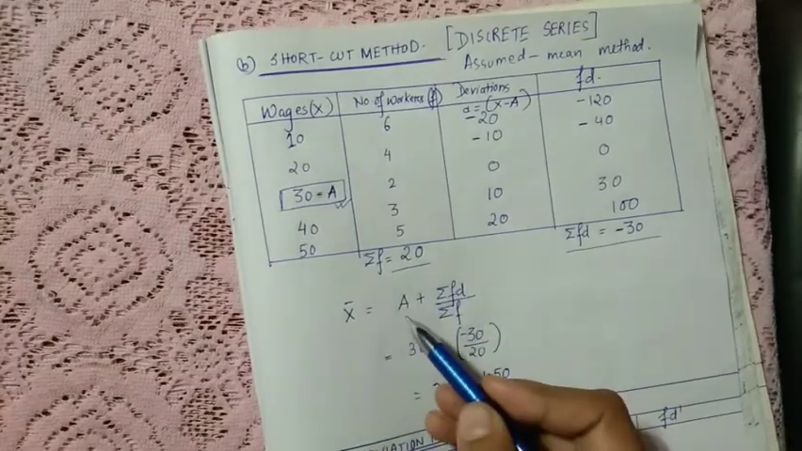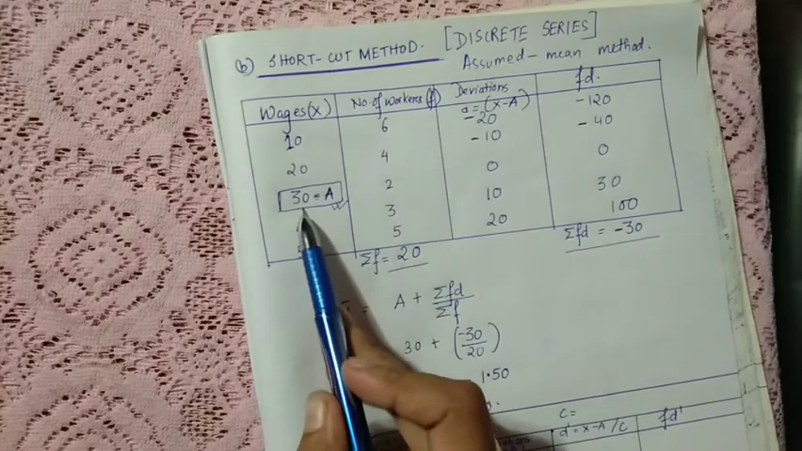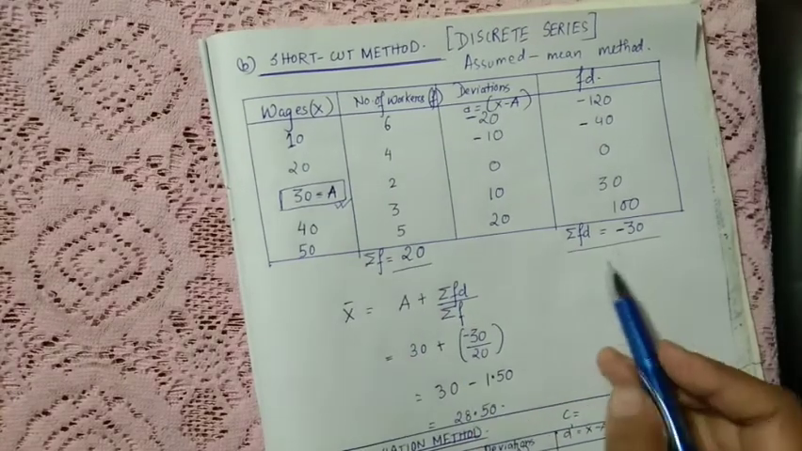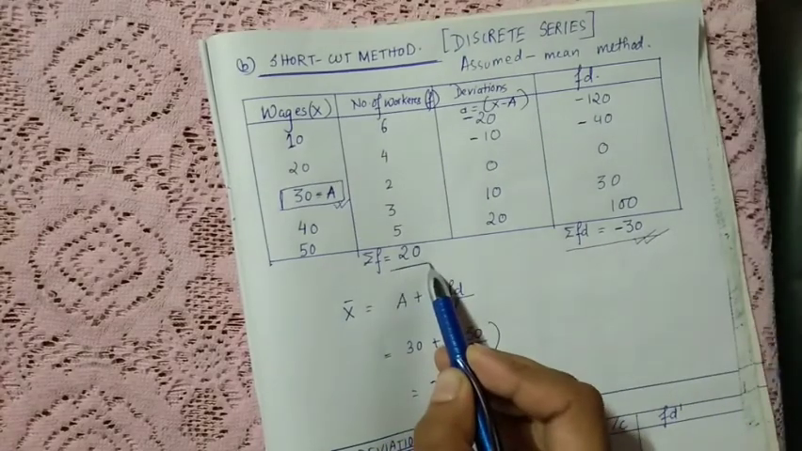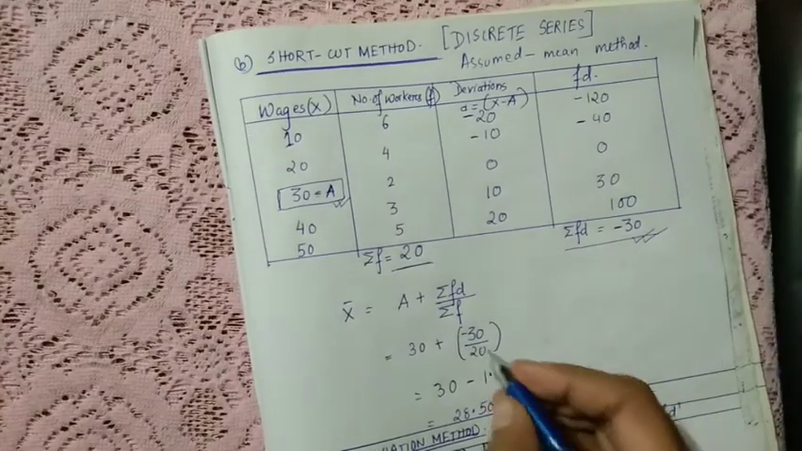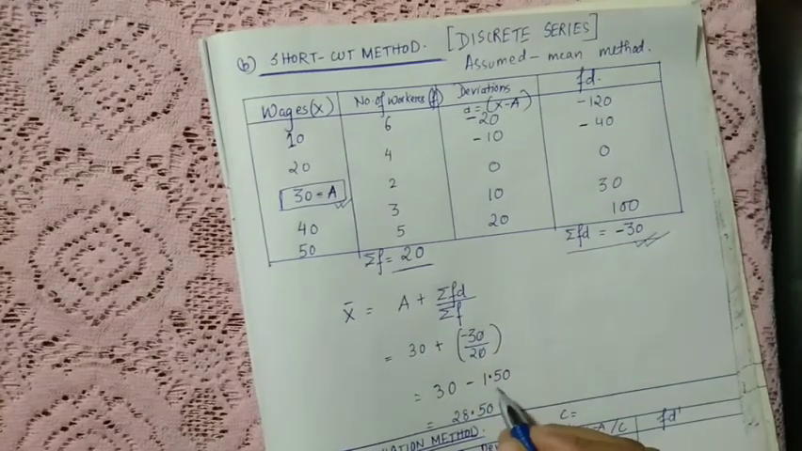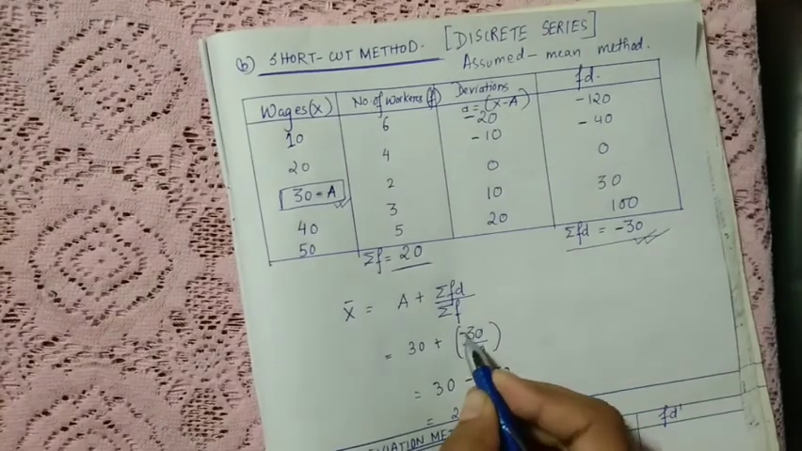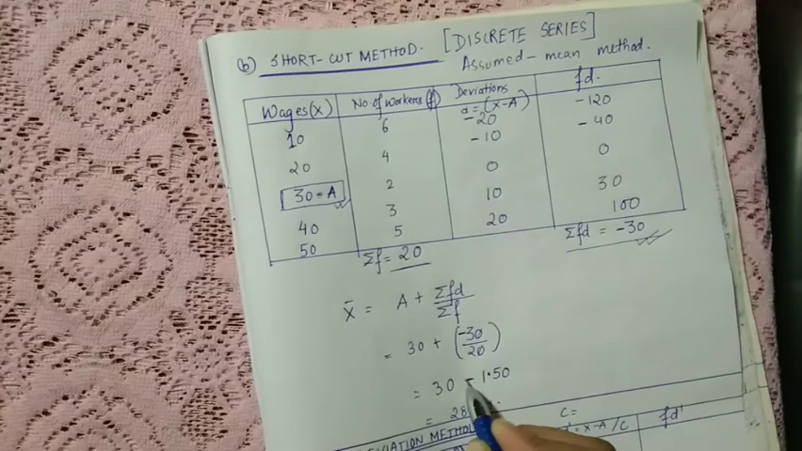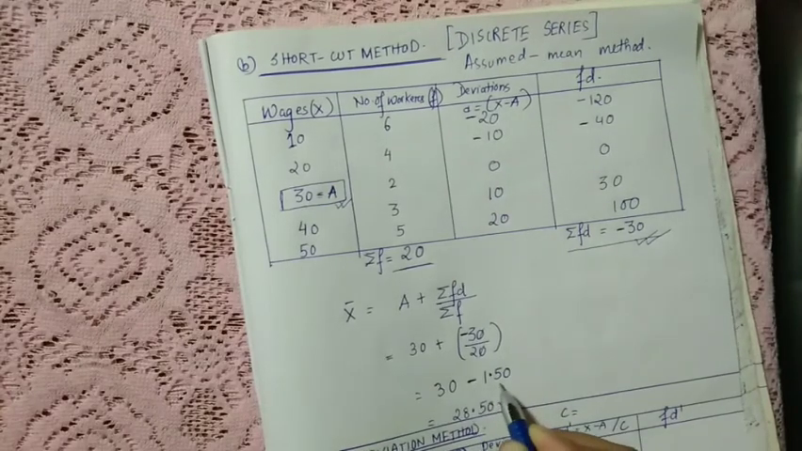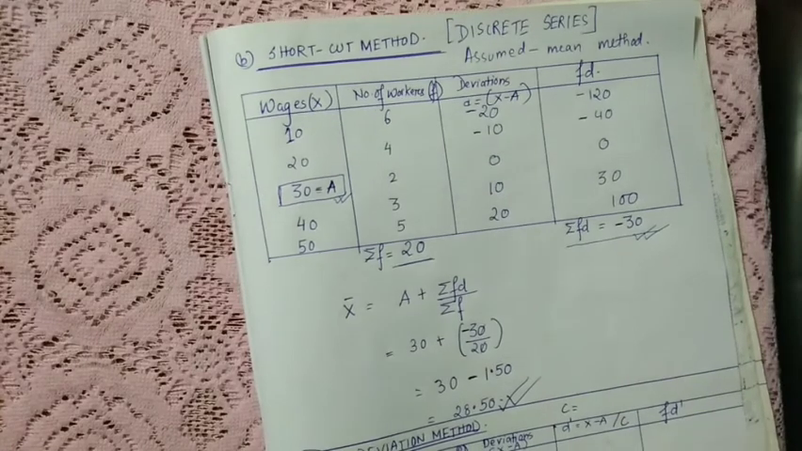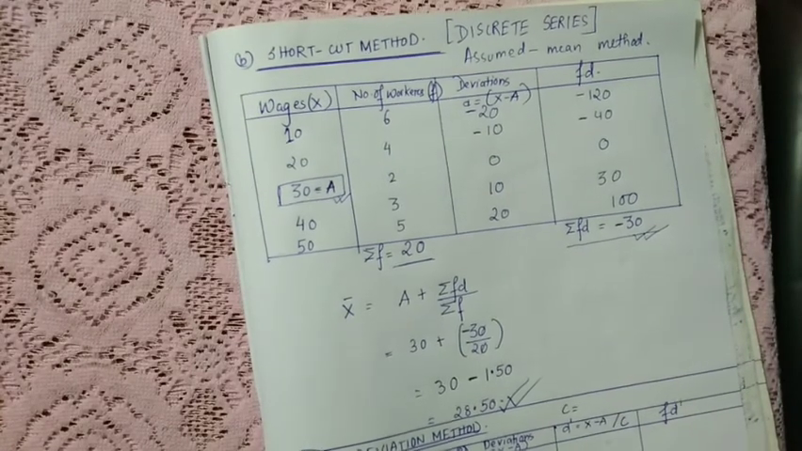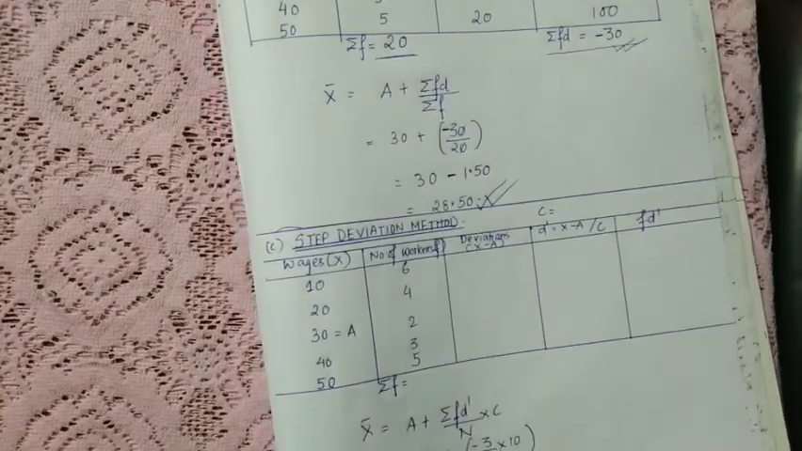So what is the assumed mean? 30, yes or no? Plus sigma fd is minus 30 by sigma f, which is 20. If you calculate this, you will get 1.50, and since it is minus, it will be 30 minus 1.50, so you will get 28.50. I hope it is clear. Now we will do the same question by the step deviation method.